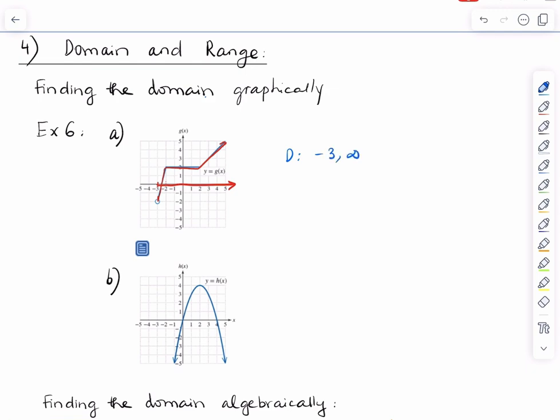Furthermore, you see this open circle here. That means the endpoint is not included. So for -3, we are going to use parentheses. And for infinity, we'll always use parentheses.